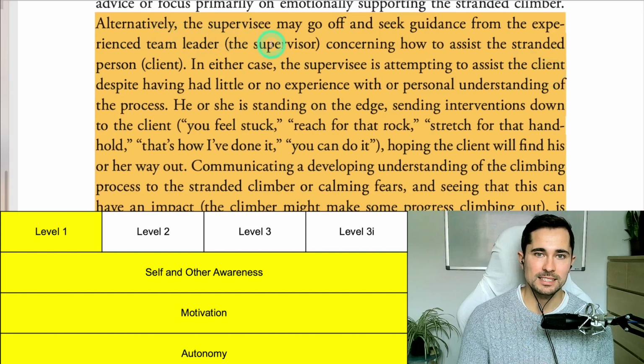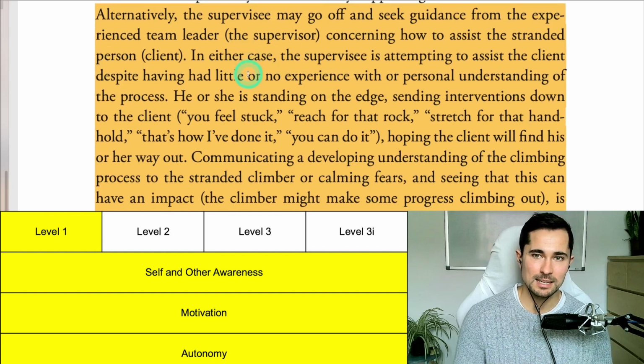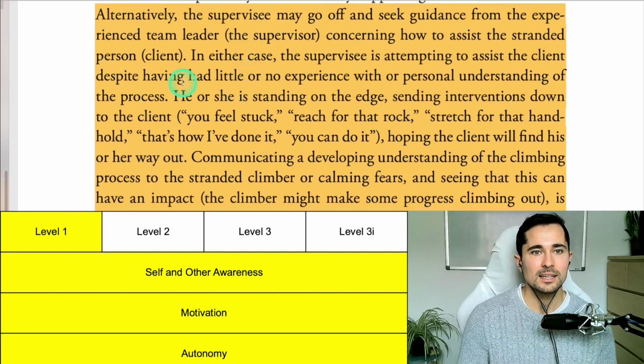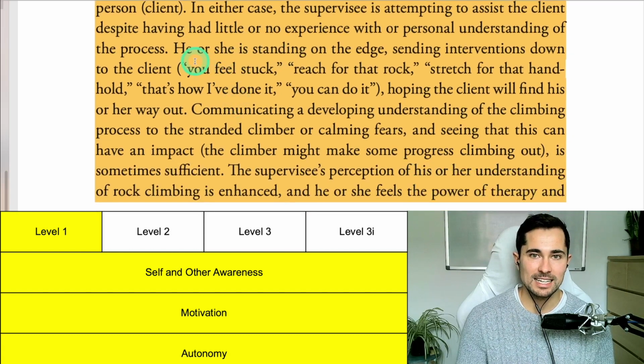Alternatively, the supervisee may go off and seek guidance from the experienced team leader concerning how to assist the stranded person. In either case, the supervisee is attempting to assist the client despite having had little or no experience with or personal understanding of the process. He or she is standing on the edge, sending interventions down to the client.